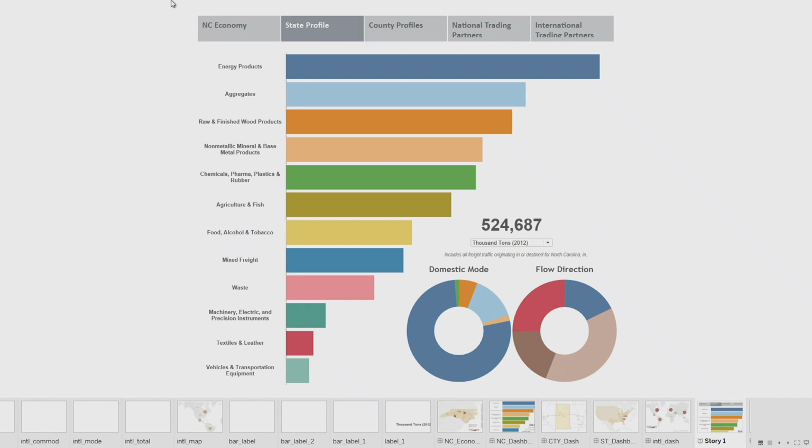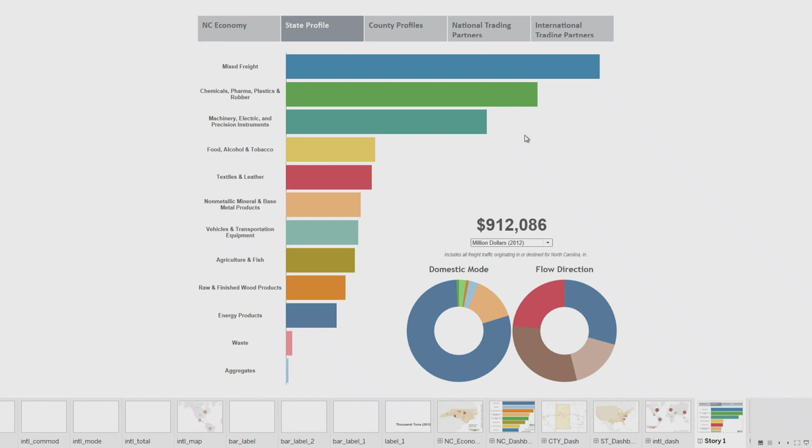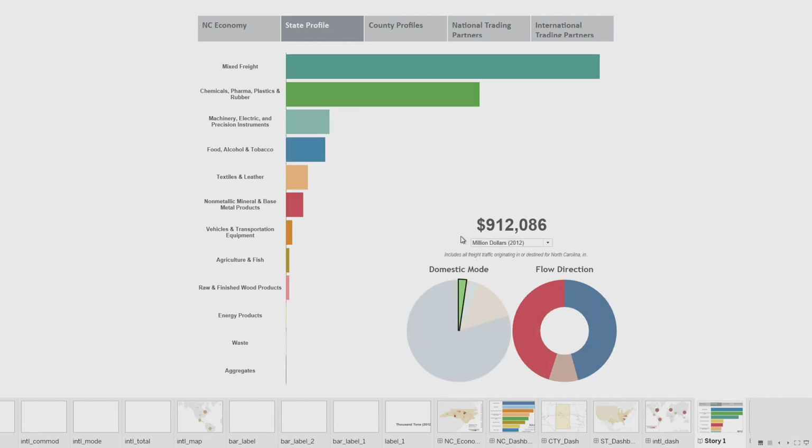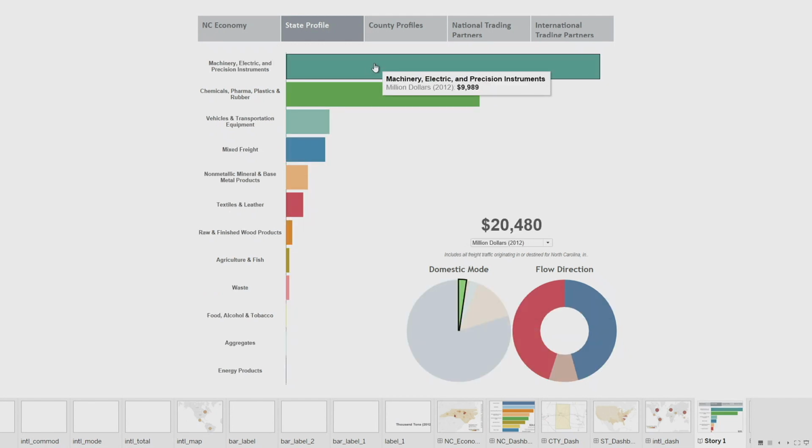And of course, we've got the hover over here showing the raw numbers, and we've got different units. We can show it both by weight and by year, and then switching over to value changes the balance a little bit more. You can see it's a lot more manufactured goods as opposed to raw aggregates. And then down here in the little donut charts, we've got mode and the flow direction, whether it's inbound or outbound, whether it stays within the state or just flows through the state. Clicking on any one of these will get you a little more detail in the cross filtering. So if we click on air, you can see that there's a lot more machinery, electric, and precision instruments.